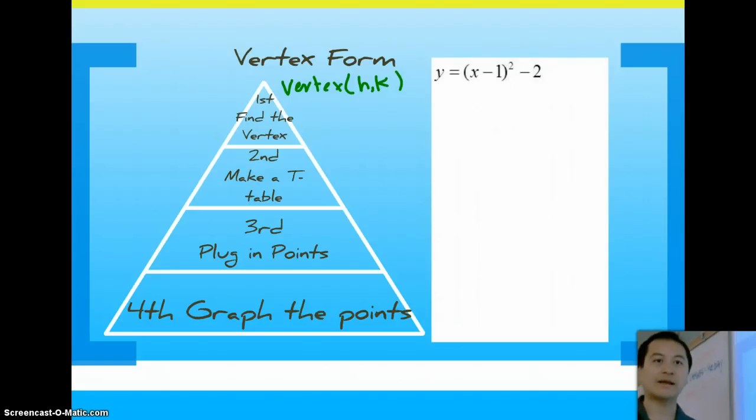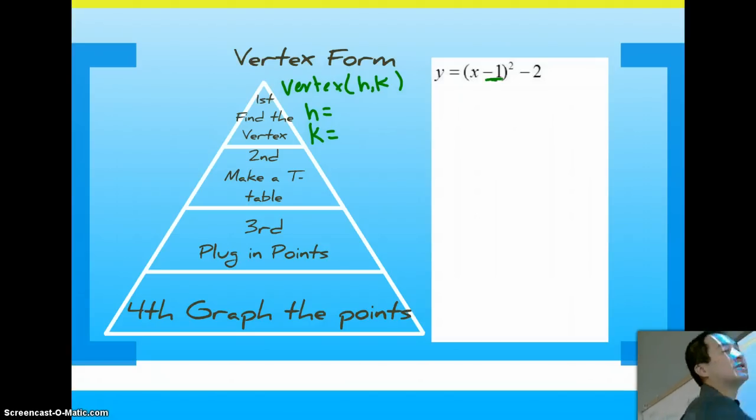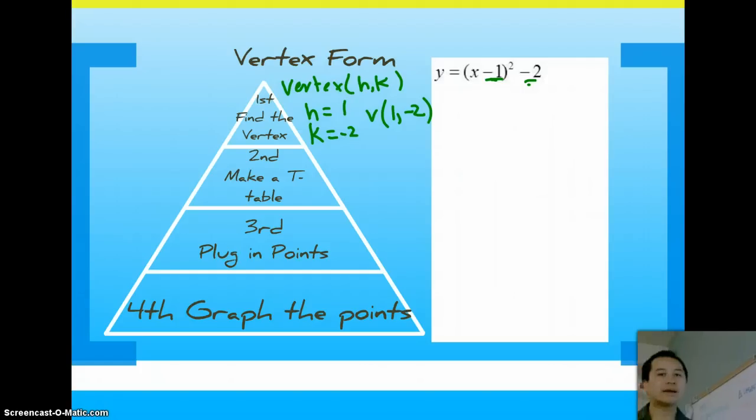So let's do this one at a time. Find the vertex. We look at here. We have to find h and k. Write down h equals, k equals. What's h in this case? It looks like over here, which is -1, but remember it's crazy horse, so it's +1. What's k in this case? Right here, this is my kite, that is -2, so my vertex is at 1, -2. Make a t-table. So I'm going to make a t-table here.